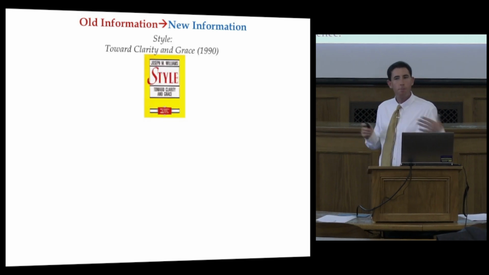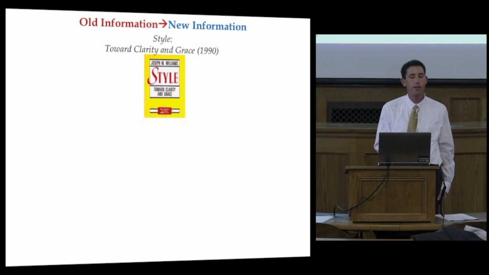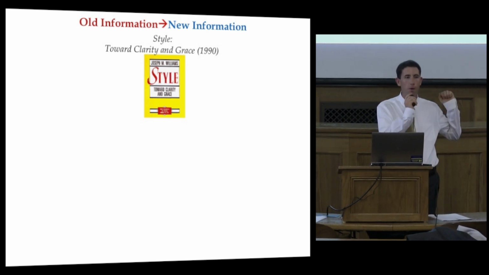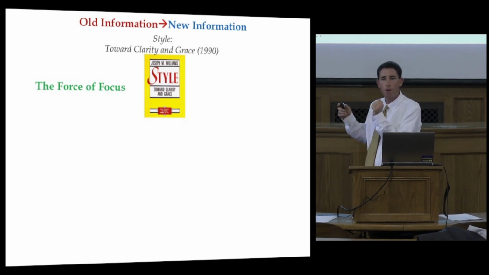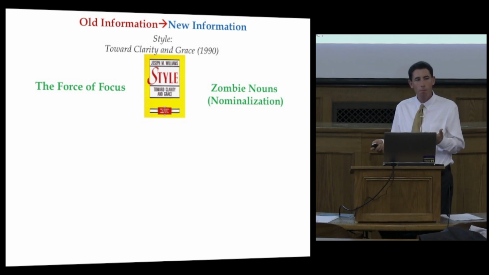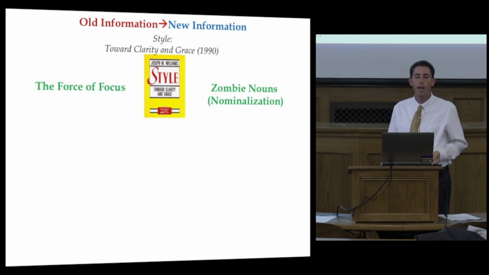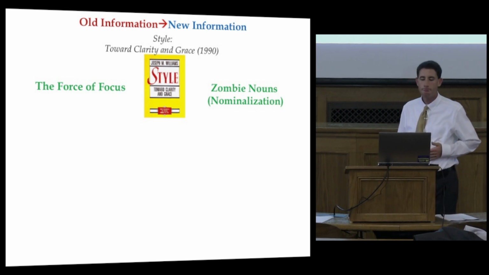These principles come from a book we've mentioned a couple times in these workshops, Style: Toward Clarity and Grace by Joe Williams. So we talked about it when we did that first one on the force of focus. We also talked about it when we were talking about zombie nouns and how to get rid of nominalization. And he elaborates in a really helpful way. So Mr. Telligan, you want to read this from the book?